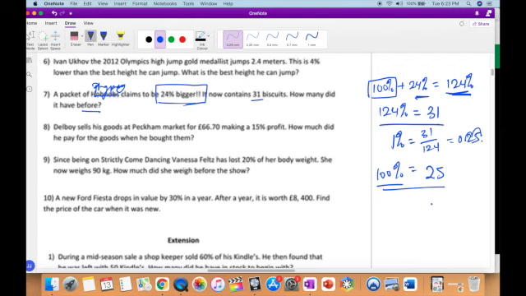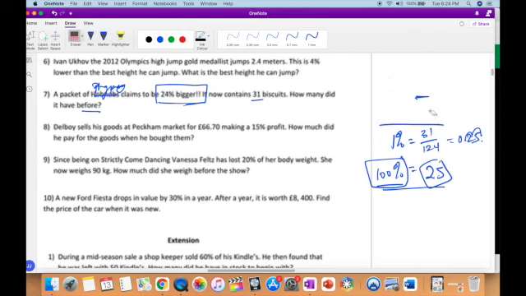All right, good job. At the end of the day, you could see here that 124%, being 31 biscuits, is more than the 100%, which is 25 biscuits. That's a lot more biscuits actually. That's plenty more biscuits, you know?